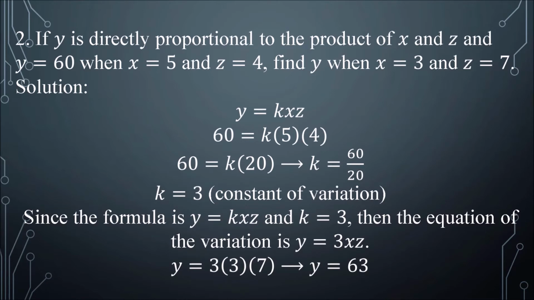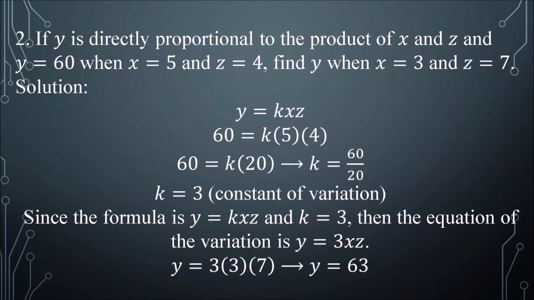Number 2. If y is directly proportional to the product of x and z, and y is equal to 60 when x is equal to 5 and z is equal to 4, find y when x is equal to 3 and z is equal to 7. So another indication that this is a joint variation is this statement, directly proportional to the product of.